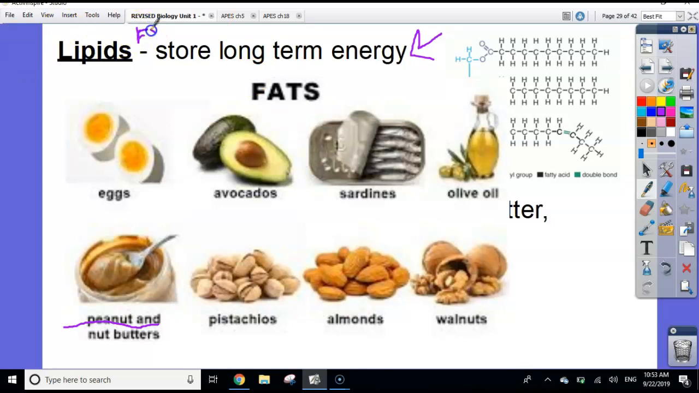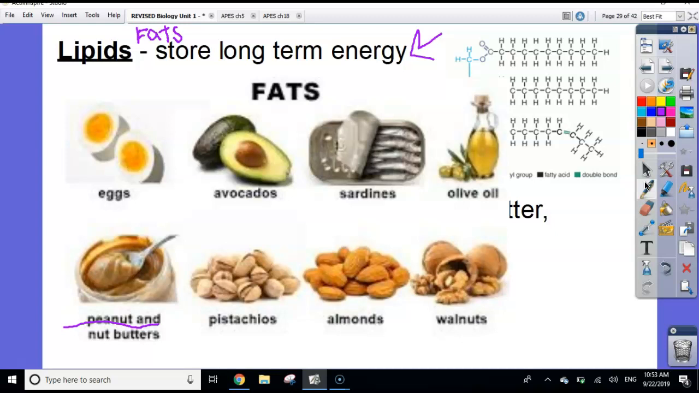fats. And a lot of people ask me, well, Ms. Frankson, fats are bad. What about if people are fat, right? We hear that word fat. Well, fats, you need fats in order to live. Your brain cells need fat. Your cells need fat.